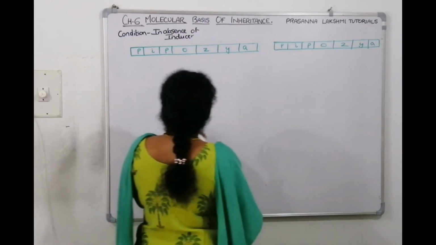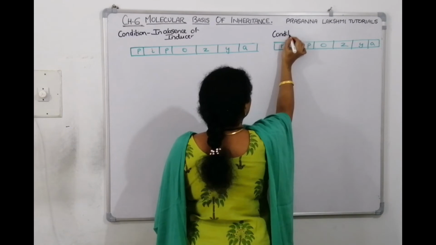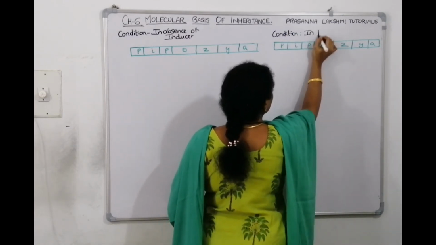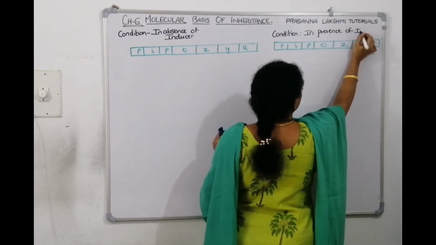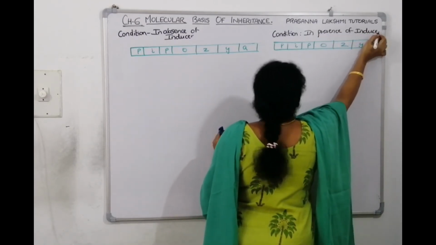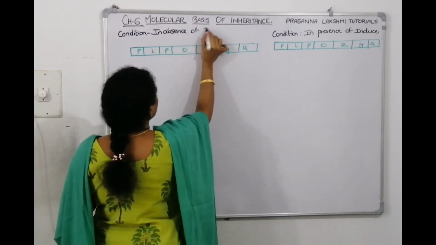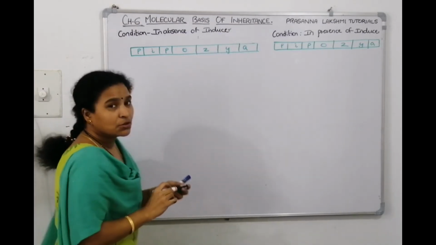This condition is in presence of inducer. The condition here is, what happens to the operon in presence of inducer? And here we are telling, what is the condition we have kept here? In absence of inducer. Now children, you understood, I think, who is inducer?